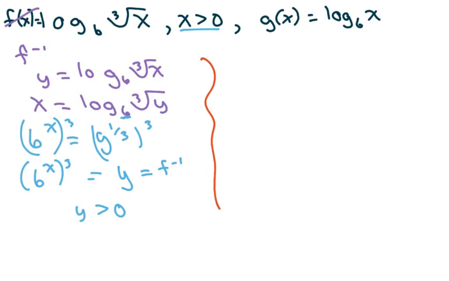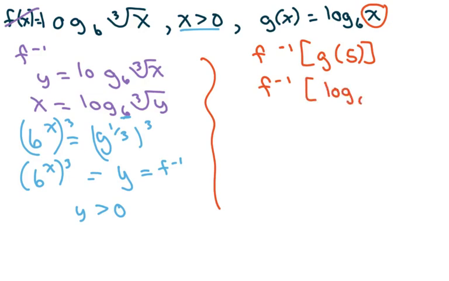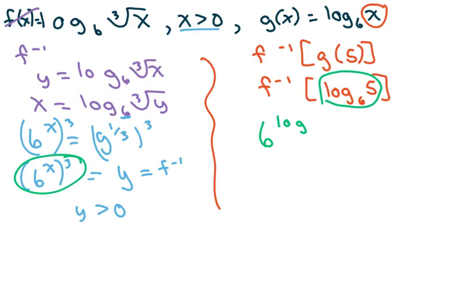And now we want to find f inverse composed with g of 5. So we plug in 5 in this. So we get f inverse, and this is going to be log base 6 of 5. And then we're going to input this into our x for this. So we have (6 to the log base 6 of 5) raised to the 3rd power. We know that this part in here equals 5, so we have 5 cubed, and that equals 125.